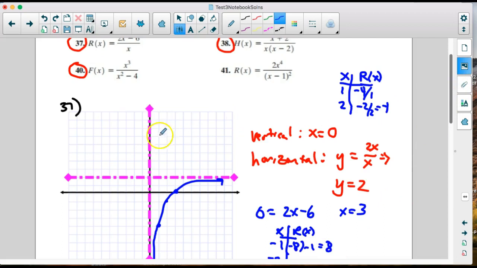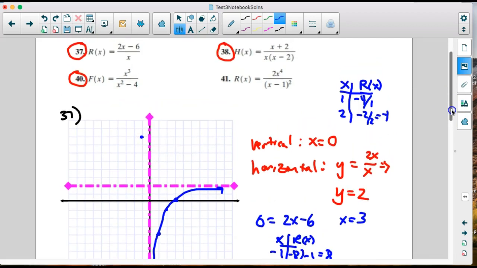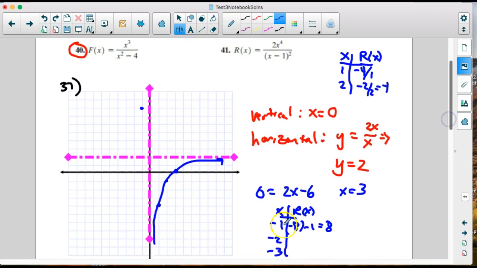So that's 2, 4, 6, 8, so it goes right to there, which is what I thought it might do. -2 is going to give me -10 over -2, which is going to be +5. So 2, 3, 4, 5.